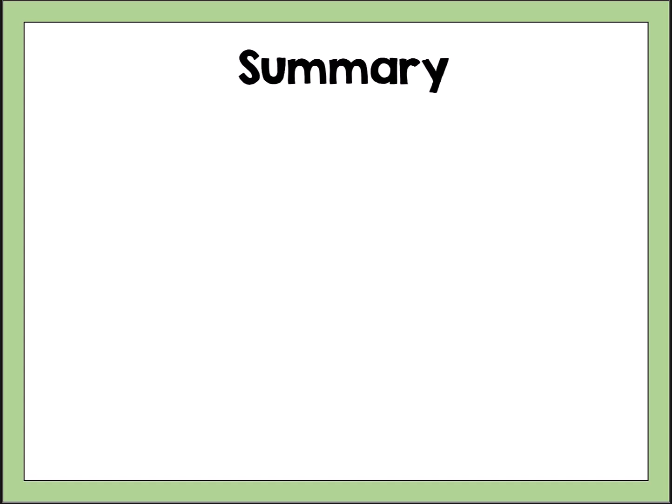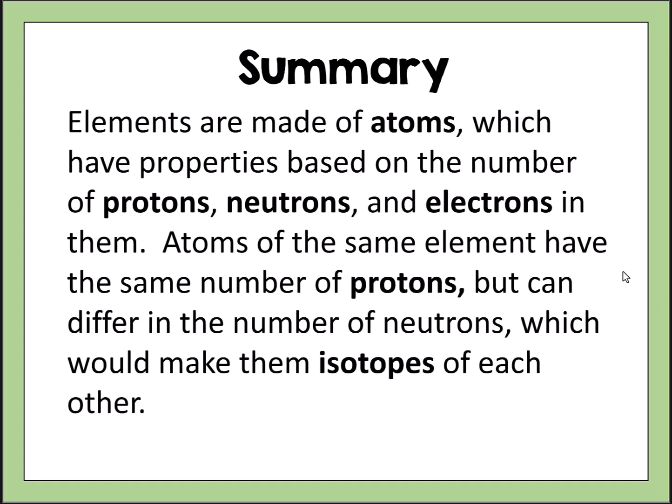So in summary, elements are made of atoms, which have properties based on the number of protons, neutrons, and electrons in them. Atoms of the same element have the same number of protons, but can differ in the number of neutrons, which would make them isotopes of each other.